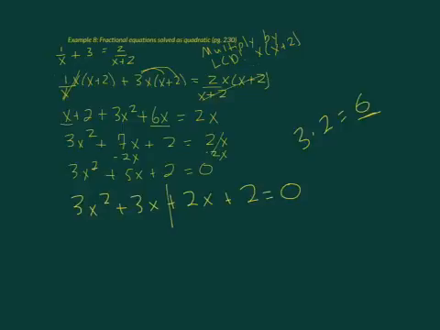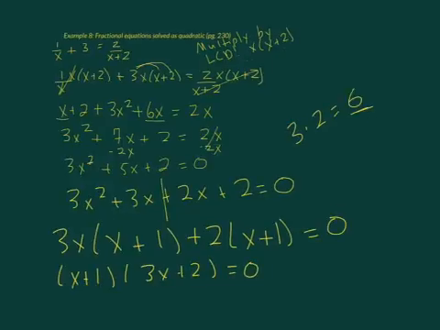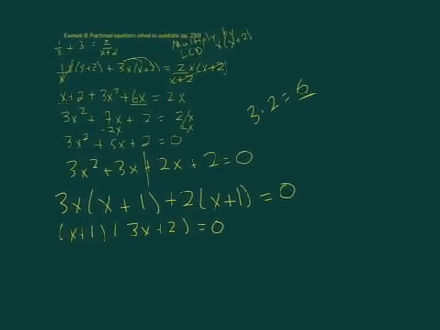What can we pull out of the first two terms? It's going to be 3x, which leaves us with x plus 1. What can we pull out of the last two terms? It's going to be a 2, leaving us with x plus 1. So then our two binomials are going to be x plus 1 and 3x plus 2. And then go ahead and solve those.